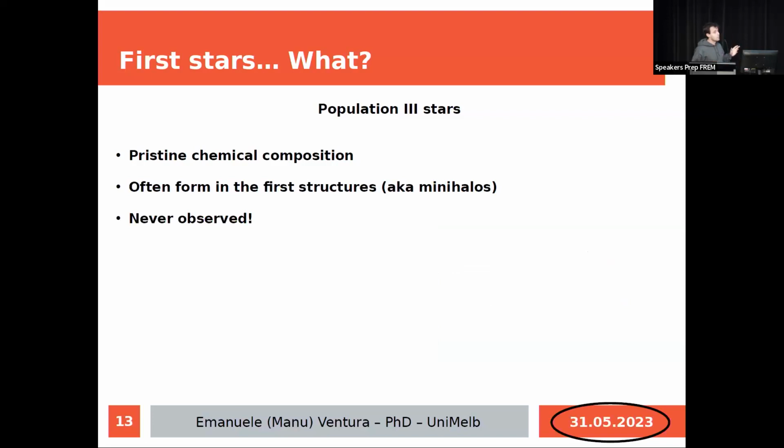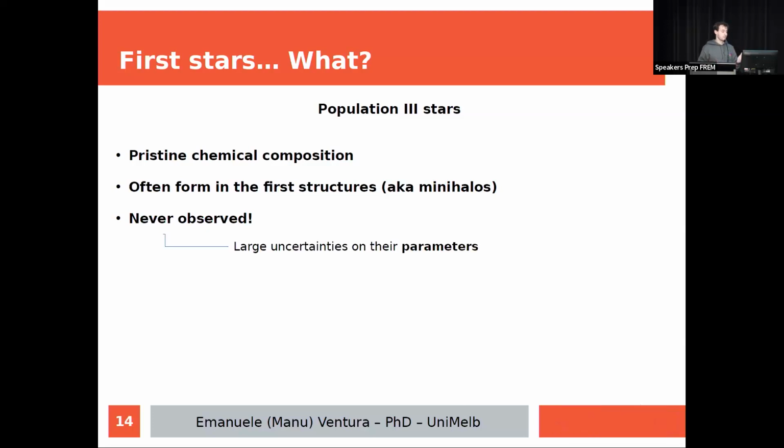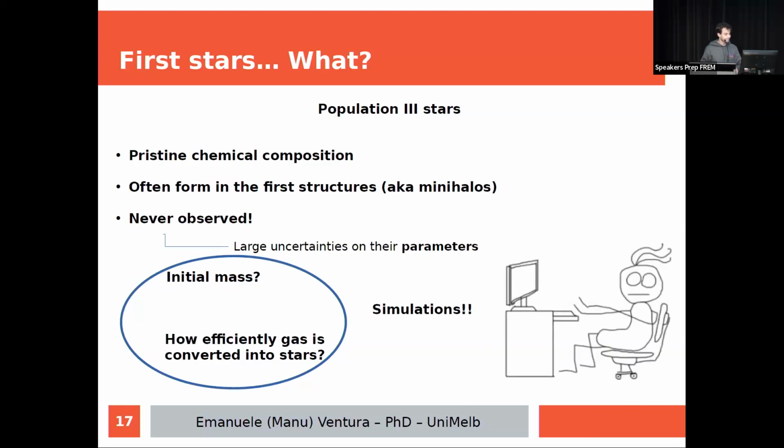So the main problem with these stars is that they have never been observed, at least as of today, the 31st of May 2023. I'm not aware of any observation of pop 3 stars. So there are huge uncertainties on their parameters. We don't know what their initial mass was. We don't know how efficiently the pristine gas was converted into stars. And the only way in which we can tackle this question so far is through simulations.